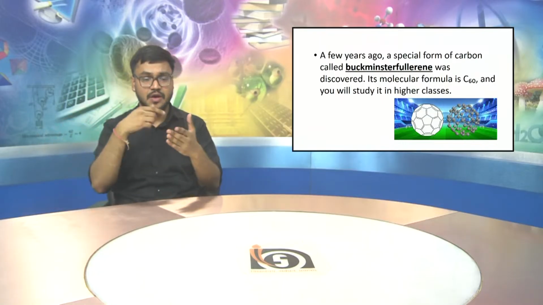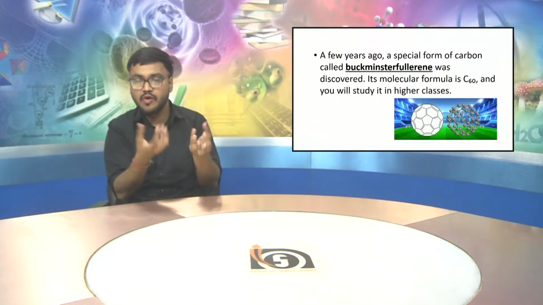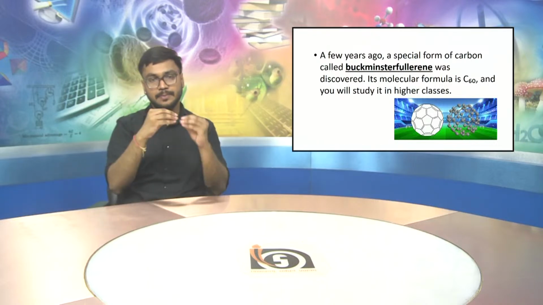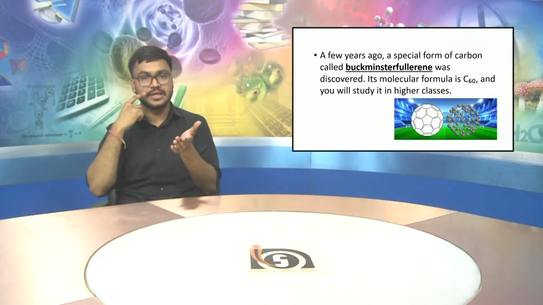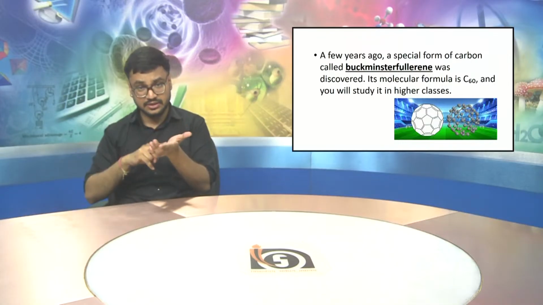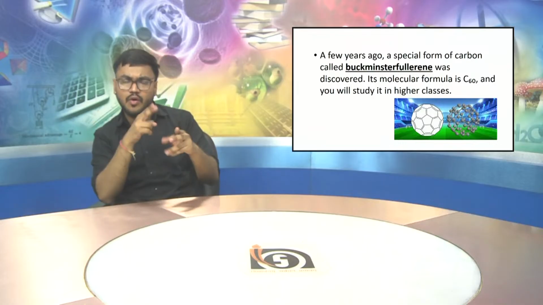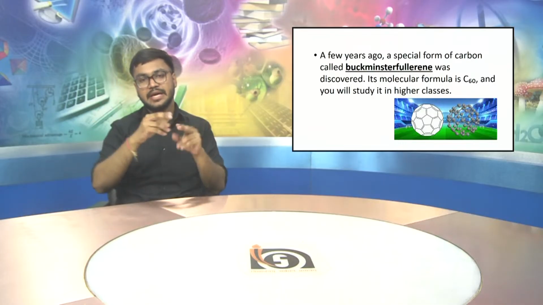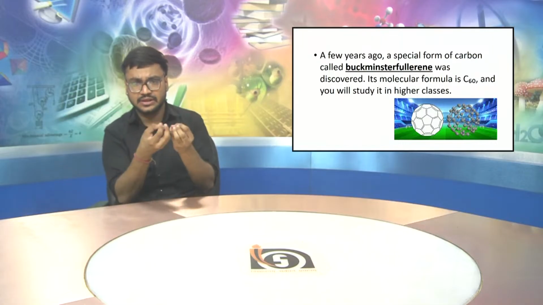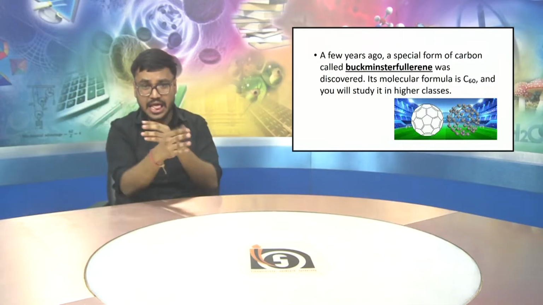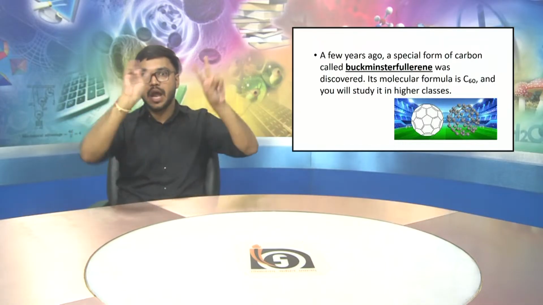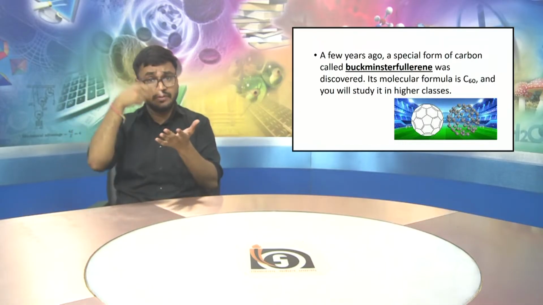A few years ago, a special form of carbon, which is called Buckminster fullerene, was discovered. It has around 60 atoms, so its molecular formula is C60. Although you will study it in a higher class.